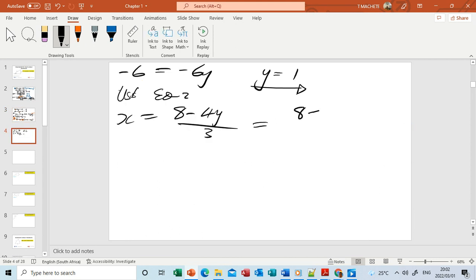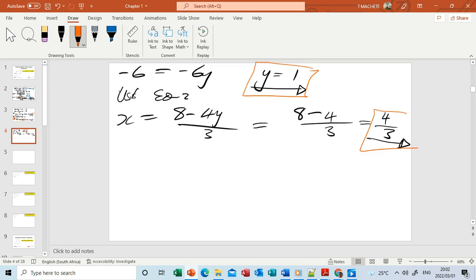So here you're going to have 8, then minus 4 into 1 over 3. So you're going to get 4 over 3, the value of x. To prove that you're correct, you go to one of the equations and substitute those values of x and y. Is this like just to confirm that your values are correct? Yes, to confirm.